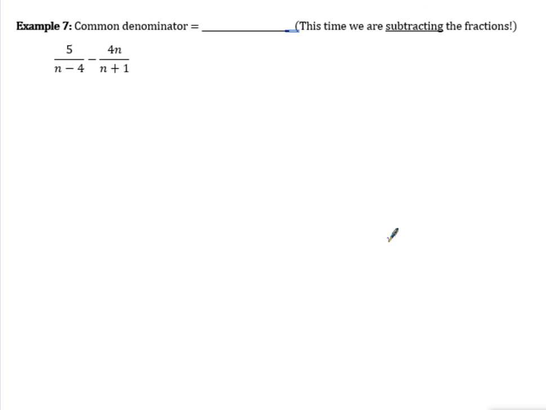Okay, and then one more example. So everything we've done so far is addition. Now I'm going to do subtraction. Okay, my common denominator is, because nothing can be factored down here, I'm just going to multiply them by each other. So n minus 4 times n plus 1. So this fraction gets multiplied by n plus 1, and this fraction gets multiplied by n minus 4.